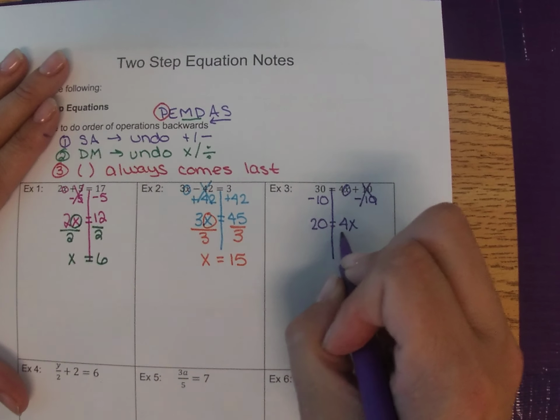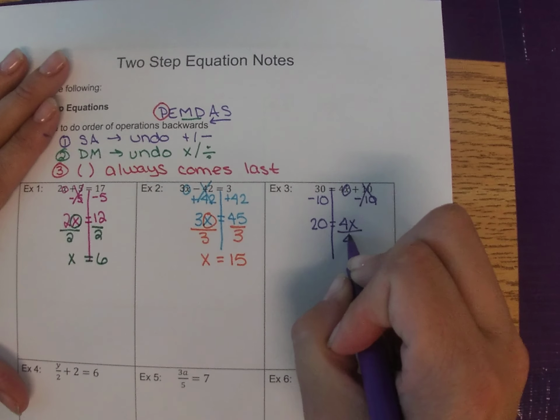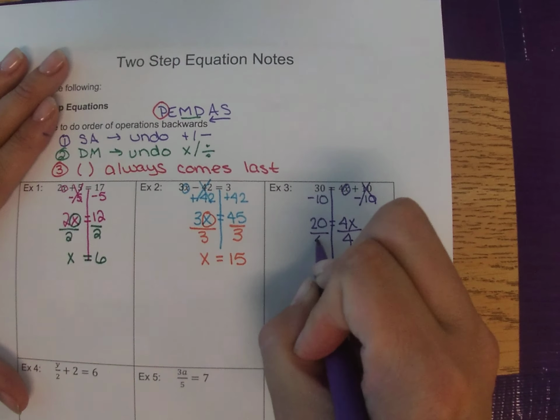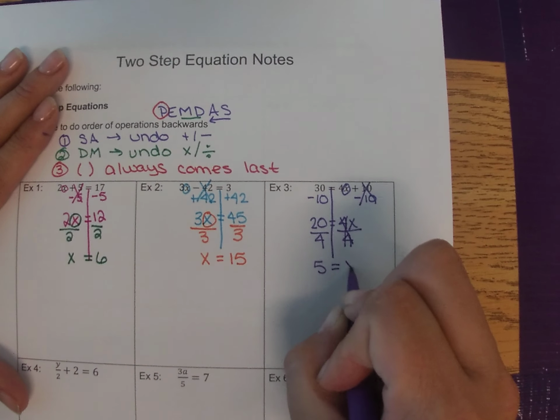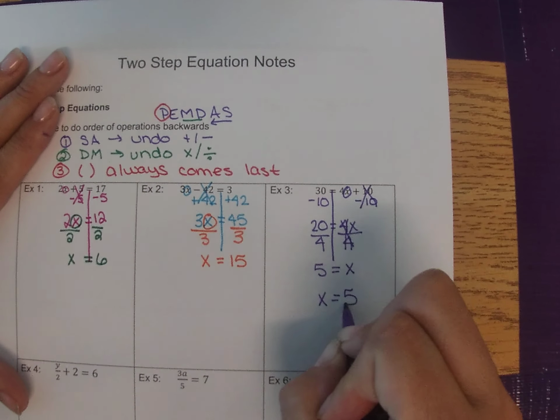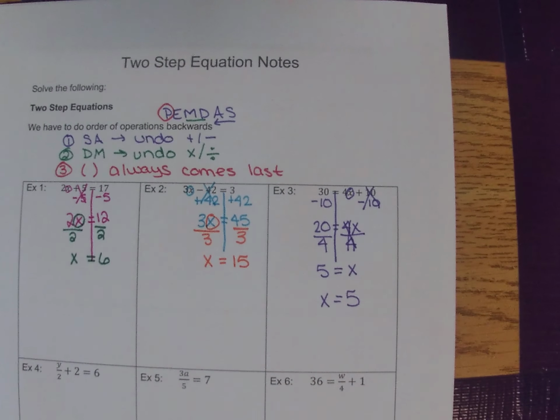And then I'm gonna undo multiplication with division. So my 4's cancel. 20 divided by 4 gives me 5, and I'm just left with x. Now we can rewrite that with our x first, so we'll say x equals 5.